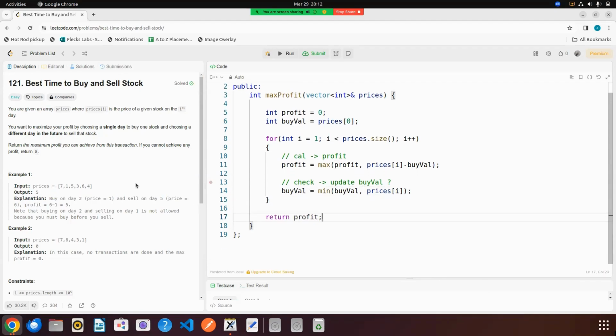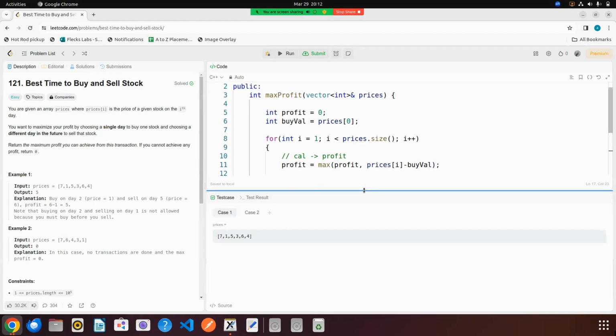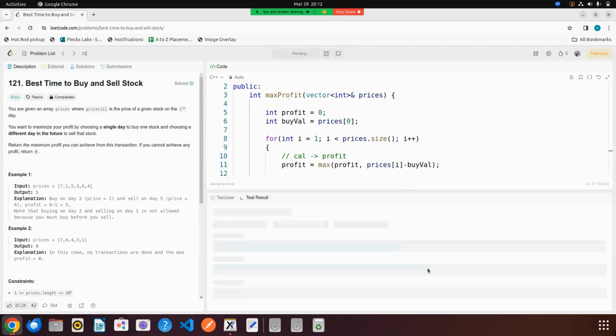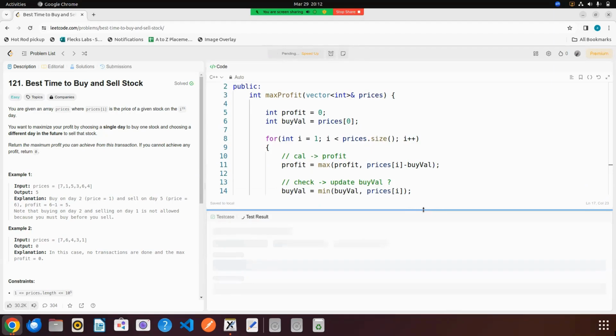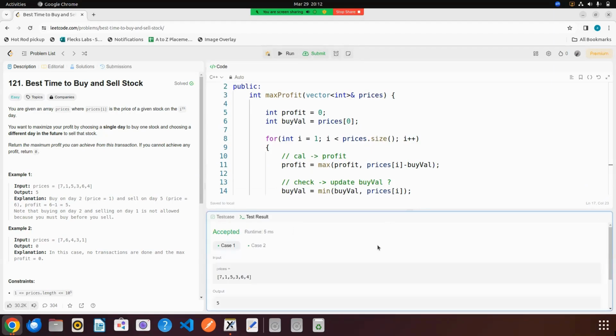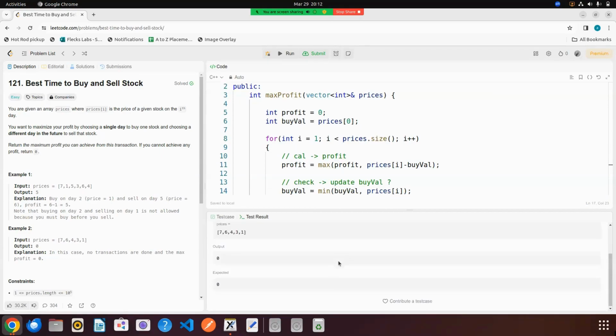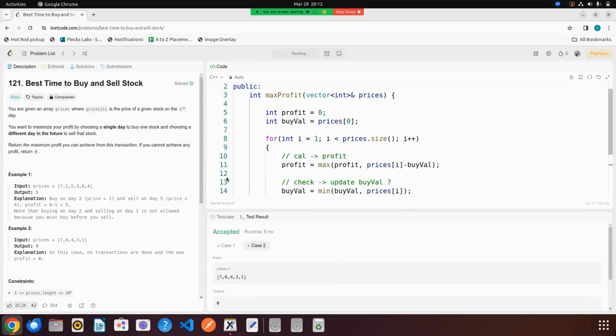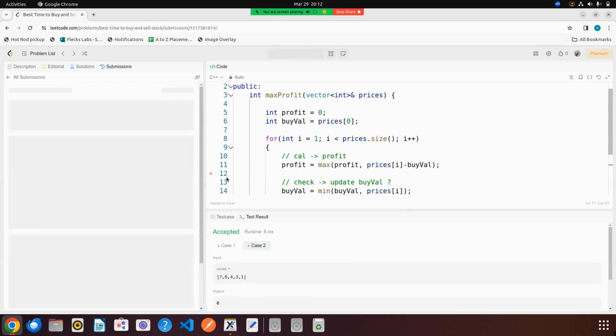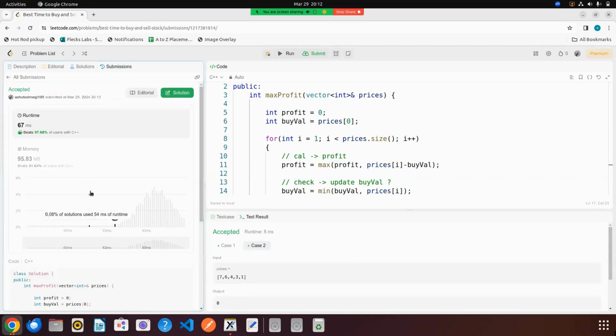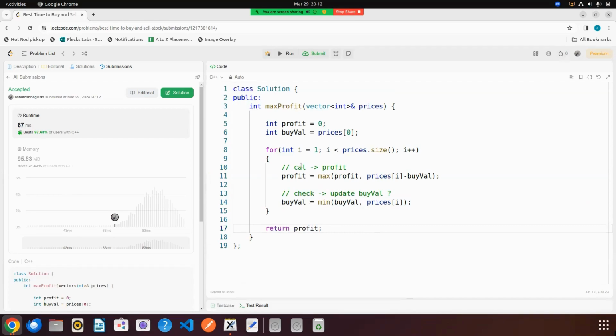I think this should work. Let's try to run it. Where is the run button? Okay, it's here. Let's run it. Okay, working for base cases, simple test cases. Let's submit it. Okay, yes, so it's correct. And as we can see, the complexity is what? O of n, because I'm just using a simple for loop, and the space complexity is what? Constant, because I'm just creating two simple variables, right?